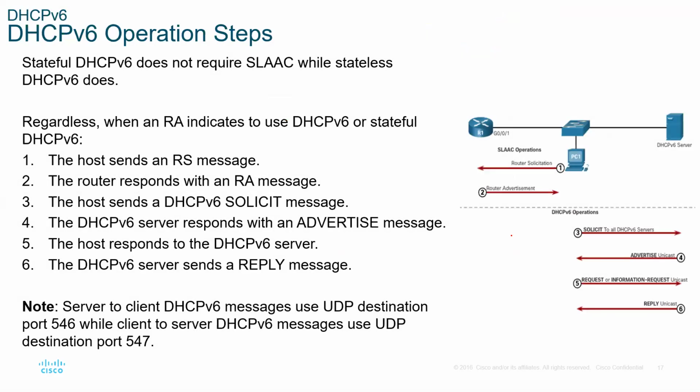DHCP version 6 operation steps. Now, we've discussed SLAAC only. With SLAAC only, we said we get the routing prefix from the network. Right.